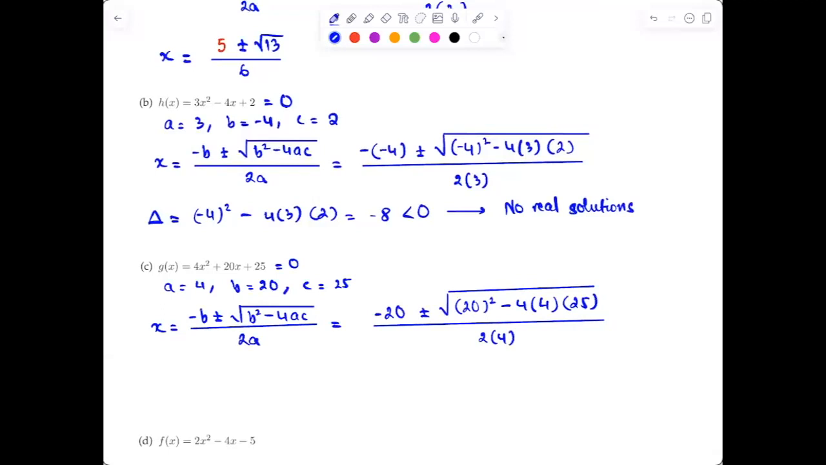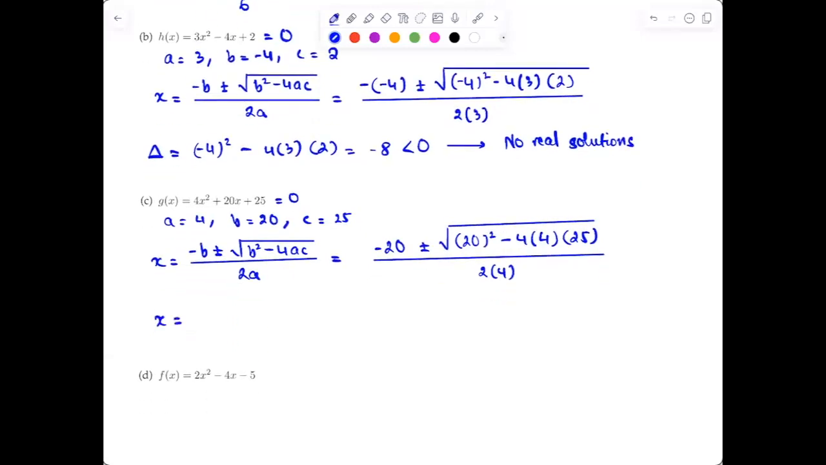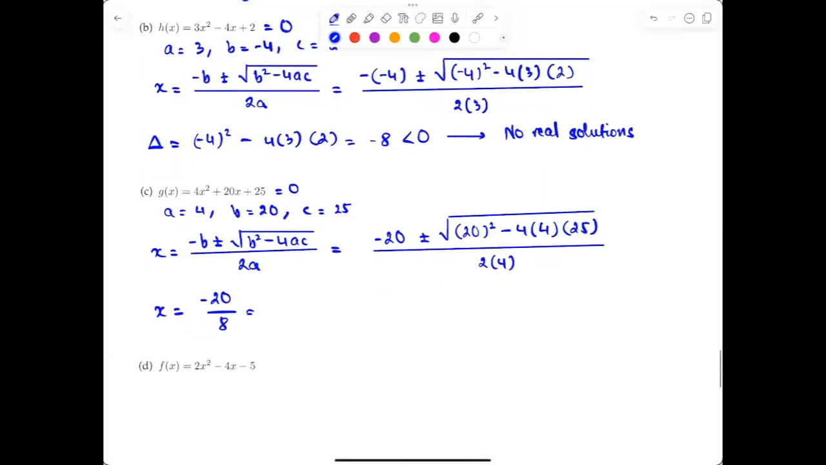So now again, can you quickly calculate the number in the square root? It gives you a very nice number. Zero. So the number under the square root should be 0. So therefore you get x equal to negative 20 over 8. And try to simplify as much as you can. This is a very simple number to simplify. So you should have negative 5 over 2. So here, because the discriminant is equal to 0, you only have one solution.